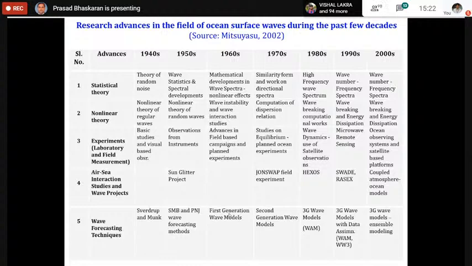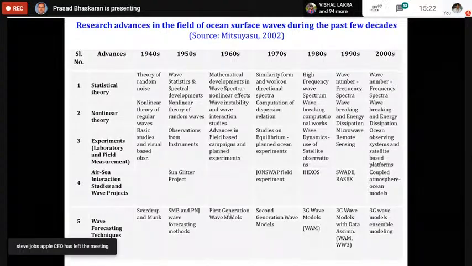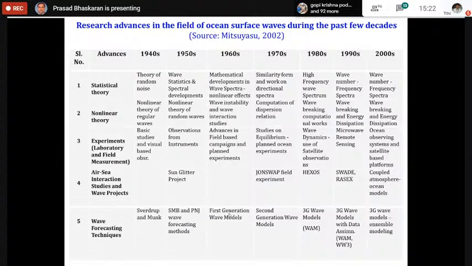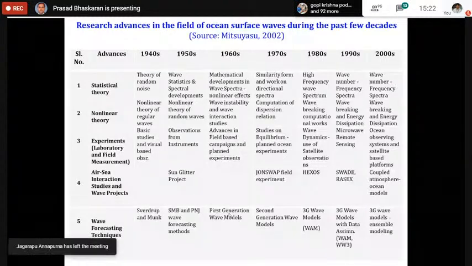That was realized in the 1980s. It started in the 1980s, actually. People understood that these second generation wave models are also not effective. They had some very serious limitations. I'll be talking about what the limitations are after some time. Then the third generation models came into use.